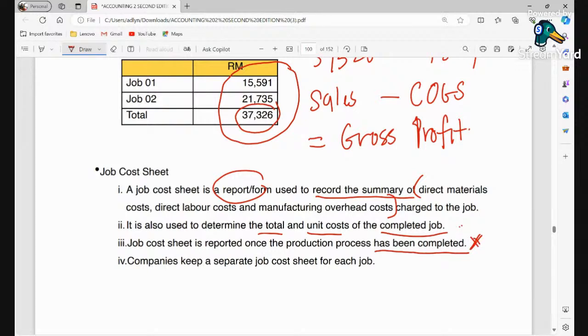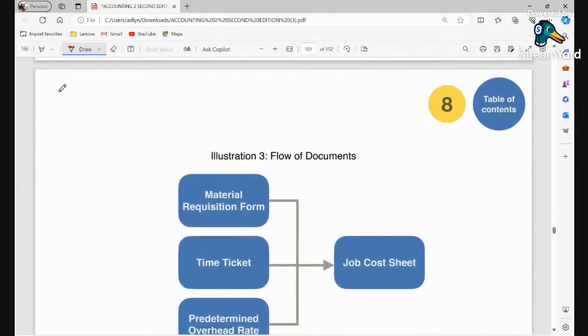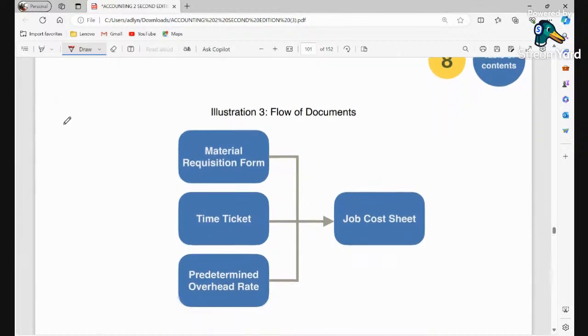Okay, so companies keep a separate job cost sheet for each job. Nampak kan kat sini? Separate. Maksudnya job 01, satu job cost sheet. Job 02, satu job cost sheet. Kalau guna soalan tadi, saya ada 4 different job cost sheet. 01, 02, 03 and 04. Okay, alright. So, ini flow of documents.